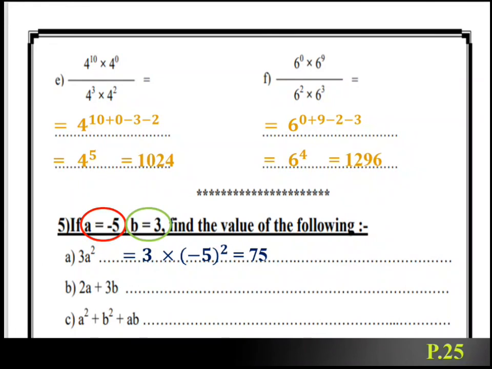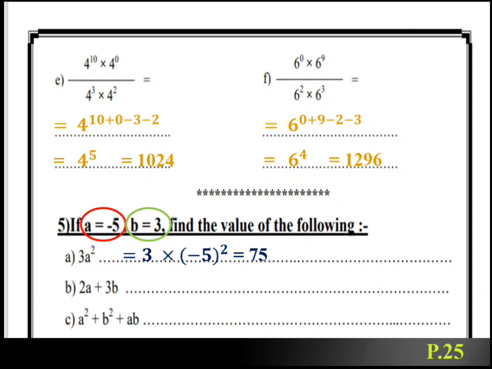If we have a negative sign, we have to put the number inside the bracket. Without the bracket, the answer will be totally wrong. So again, if we have a negative sign in any number, we have to put the number inside the bracket to get the correct answer, okay? So after that, put it in your calculator. The answer will be 75.